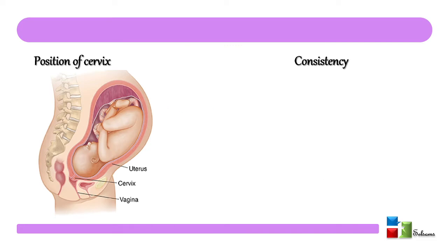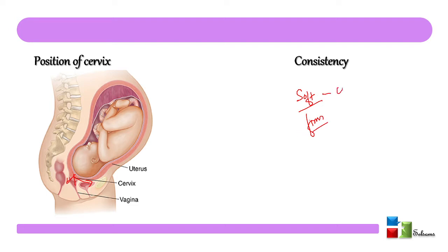So the position of the cervix, normally throughout the pregnancy, will be at the posterior side, and it will come to the middle line as labor progresses, and it will come to the anterior part if it is going to deliver. Okay, and consistency is the softness, whether the cervix is soft or firm. That has to be checked. If it is firm, it means that the labor has not progressed.